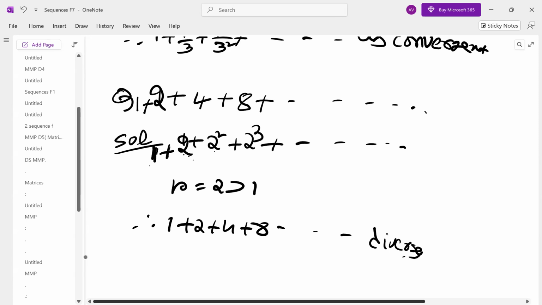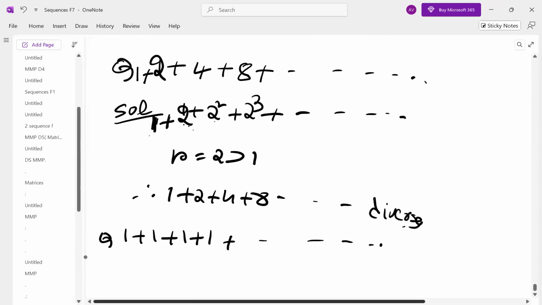If r is equal to 1, 1 plus 1 plus 1 plus 1. Yesterday we have seen r is 1. How to find r? Second term by first term, third term by second term. r is 1. So divergent. Yesterday we have seen this.